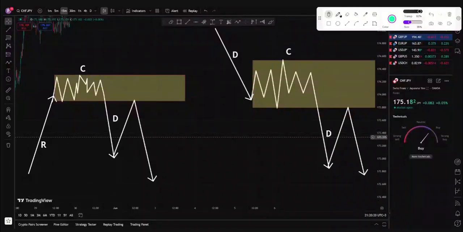The first one was RCD, rally consolidation drop. The second one was drop, consolidation, then drop, DCD. So you can see they are different. Why? Because in the first the price came from below, in the second the price came from above. So the consolidation must remain above for it to be a supply zone. As long as the consolidation hasn't remained above, it will be a demand zone. Let's go to demand zone.